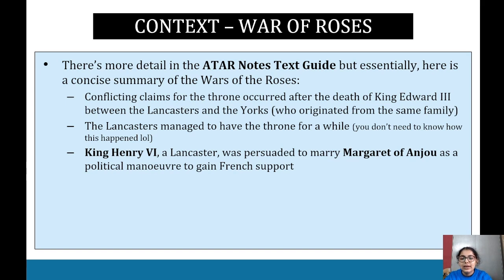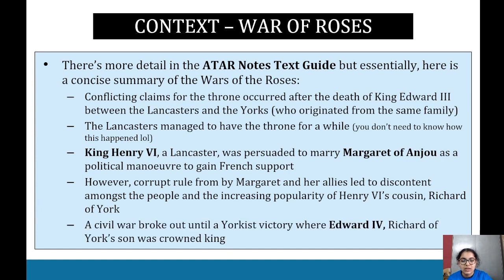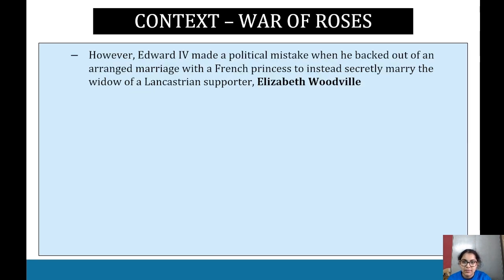King Henry VI, Lancaster, was persuaded to marry Margaret of Anjou as a political maneuver to gain French support. Now, however, corrupt rule by Margaret and her allies led to discontent amongst the people, and the increasing popularity of Henry's cousin, Richard of York. Now that's our Richard, Richard III. A civil war broke out until a Yorkist victory where Edward IV, Richard of York's son, was crowned king.